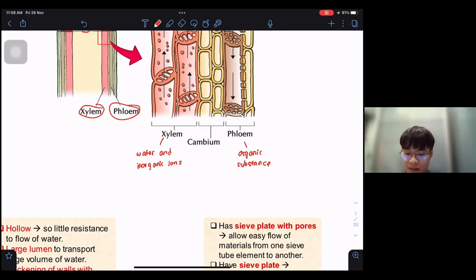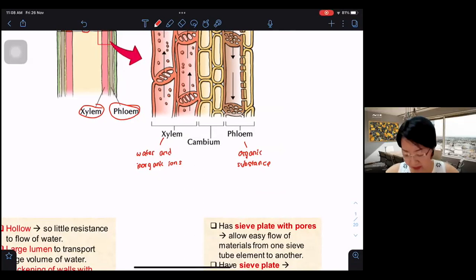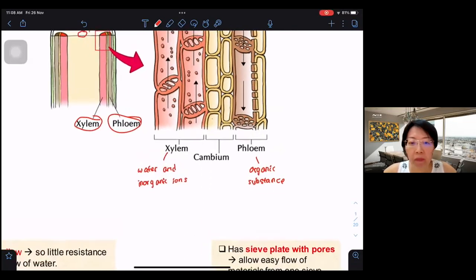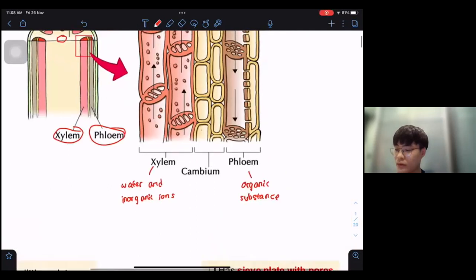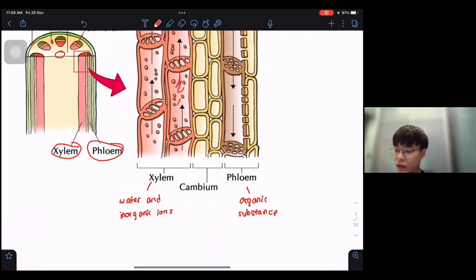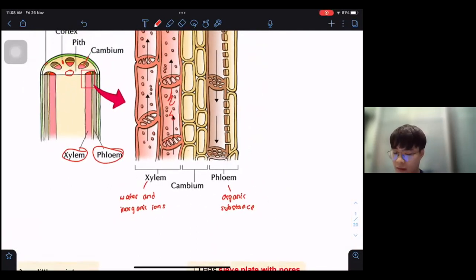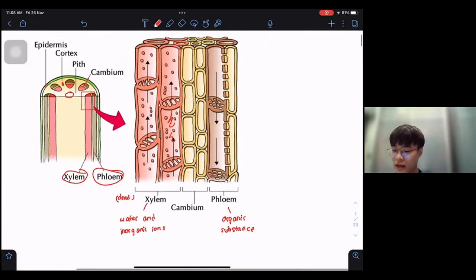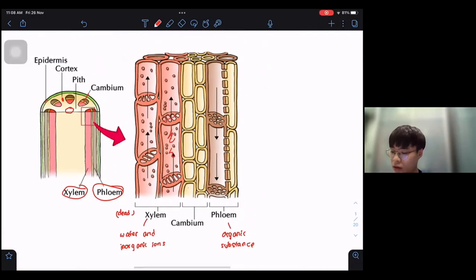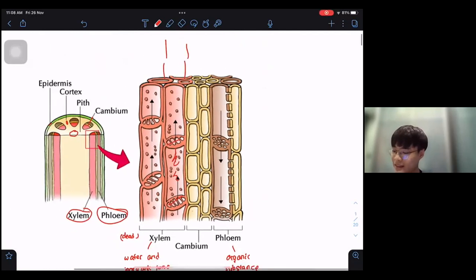These cells have no cell content inside, in order to reduce the resistance while transporting water. And these cells are also known as dead cells. This is because there's an empty space in the middle, which is known as the lumen. And these xylem elements, you can see that they are joined end to end and form a continuous tube.